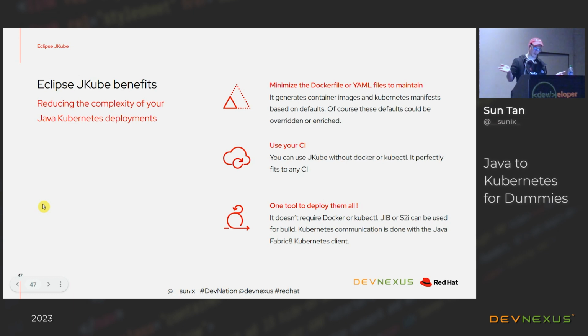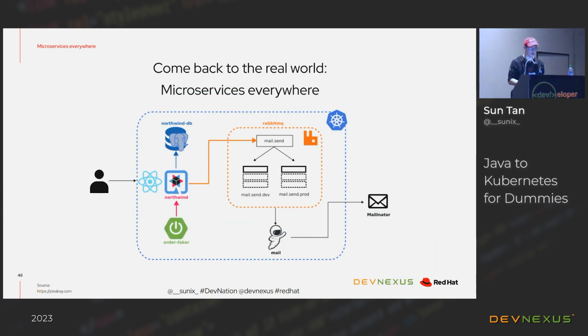The goal is to have the minimal files to maintain. If you want to customize, you can provide a new configuration. The goal is also to use your existing tools like Maven, if you're already using Maven, to build the containers. You could even not have Docker installed on your machine, as there is an option to use JKube to build your image without Docker. And it works.